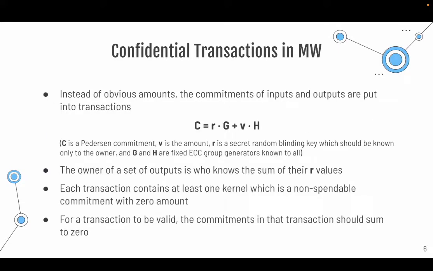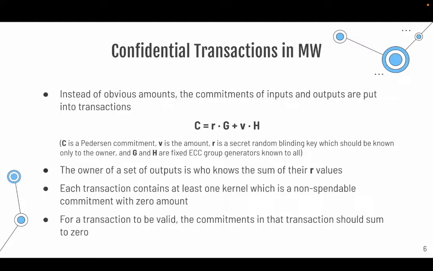Now I'm going to describe confidential transactions in MimbleWimble. Instead of obvious amounts, the commitments of inputs and outputs are put into transactions. Commitments are in the form that you can see: C = R times G plus V times H, where C is a Pedersen commitment, V is the amount of that input or output, R is a secret random blinding key, which should be known only to the owner, and G and H are fixed ECC group generators known to everyone in the network.